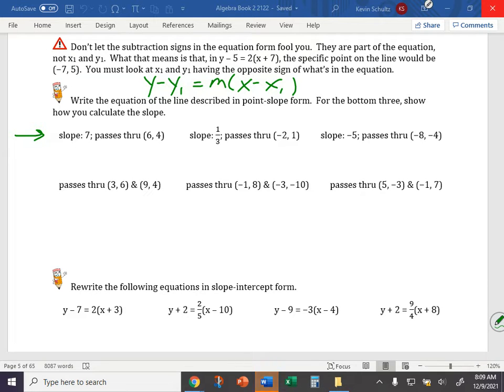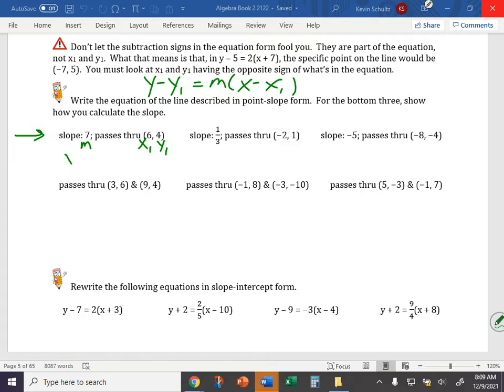We know what variable slope is, right? M. What do you think we're plugging 6 and 4 in for in the equation, Catherine? X1 and Y1. How do you know it's X1 and Y1 and not X and Y? Because it's a specific ordered pair. Excellent. It passes through that point.